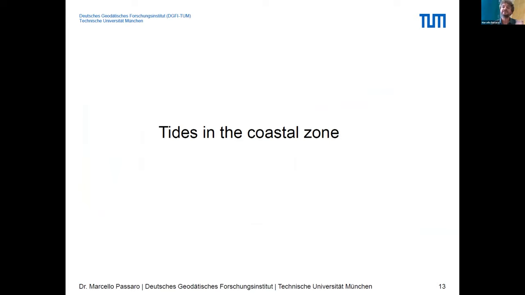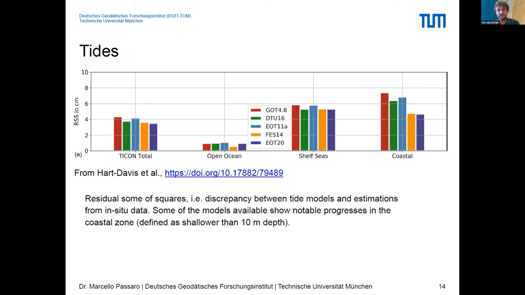So now I'd like to show you some of the science we're doing with that. So let's leave the way in which we acquire these measurements and see what we can do with them. And I think one particularly interesting improvement for sea level science is how we can measure or correct for tides in the coastal zone. So as everybody knows, the estimation of tides in the coastal zone and already in the shelf seas is much more complicated than in the open ocean. So I'm showing you here a comparison against tide gauges of different tidal models.